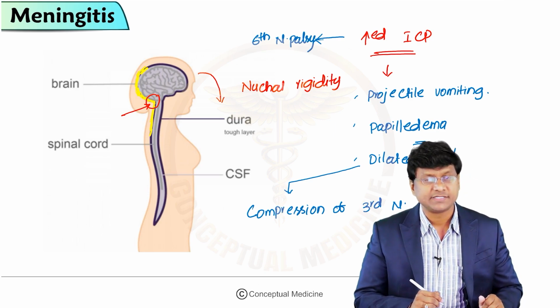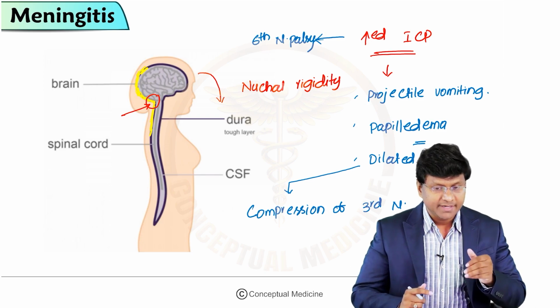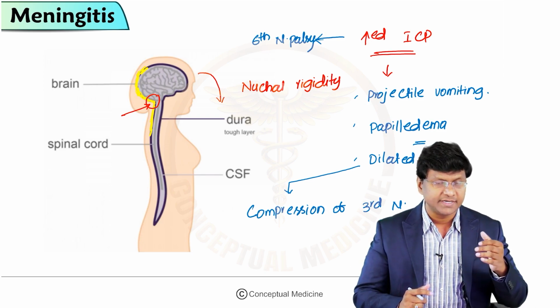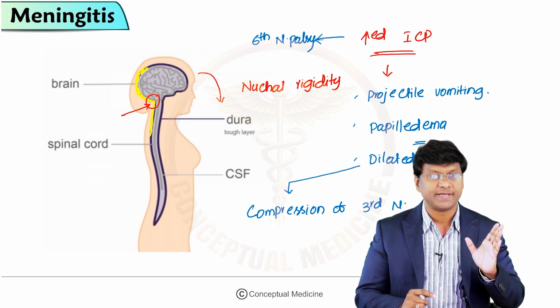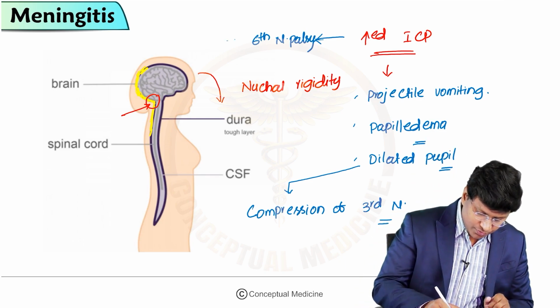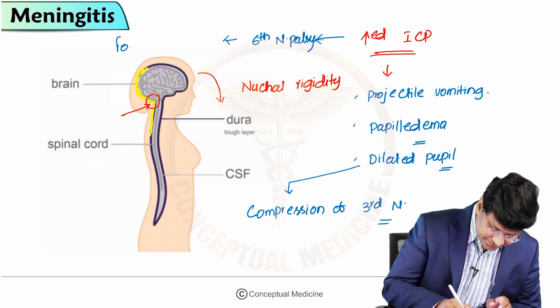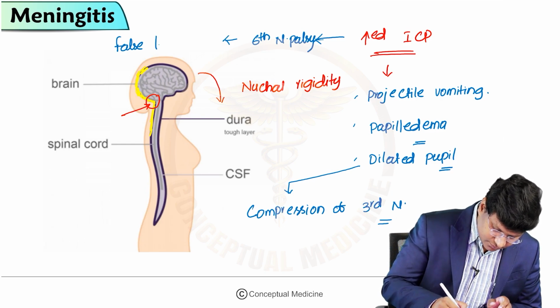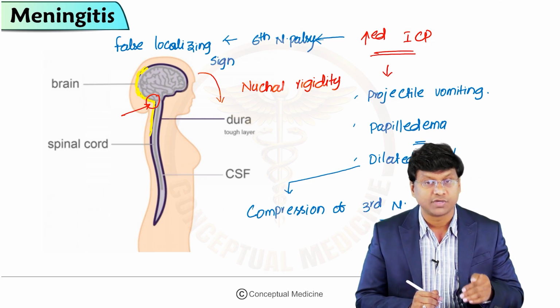So why will there be sixth nerve palsy? Because the sixth nerve has the longest intracranial course. And because of raised intracranial pressure, it can get compressed at any point within the intracranial space, and there can be sixth nerve palsy. And that will give rise to what is called a false localizing sign.